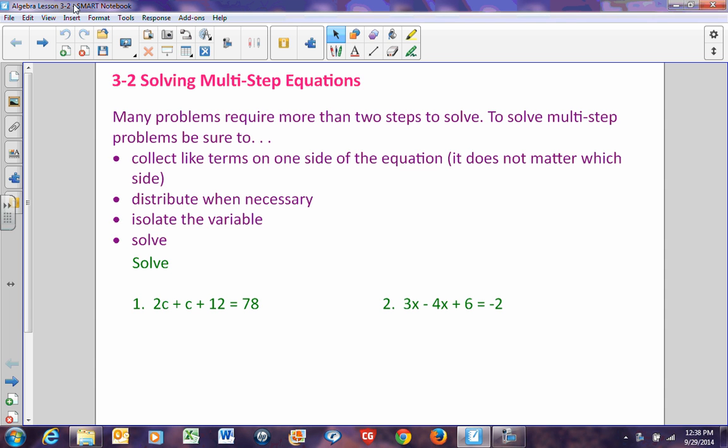This is Algebra Lesson 3-2, solving multi-step equations. Many problems require more than 2 steps to solve. When that happens, you just need to do several more steps than just 2 to solve the equation.